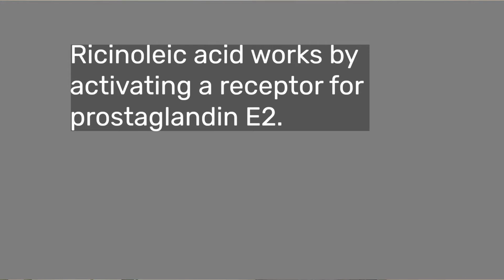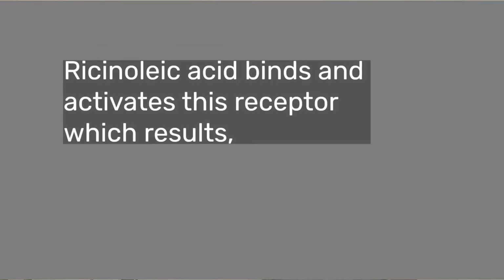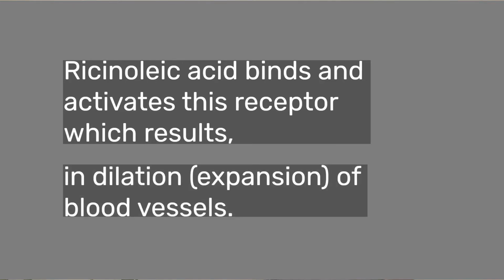But the answer to this question is the 90% of castor oil that is called ricinoleic acid. Ricinoleic acid works by activating a receptor of prostaglandin E2, an active lipid compound that exists in almost every tissue of the human body. Ricinoleic acid binds and activates the receptor, which results, amongst other things, in dilation of blood vessels. The stimulation of this receptor is precisely what stimulates childbirth and laxative effects when it comes to castor oil, but it is also what helps in inducing blood flow when you apply it to your scalp.